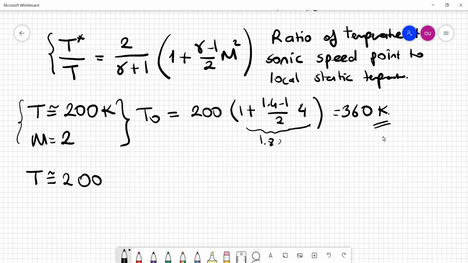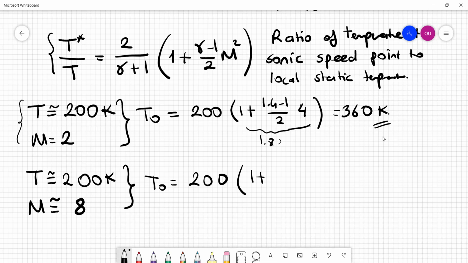we have the same ambient temperature and we are talking about a hypersonic vehicle, let's say Mach 8, okay? Then T0 will be 200 times (1 plus 0.2 times 8 squared, so 64), okay? How much is this? I have my calculator. Let me quickly calculate it for you.